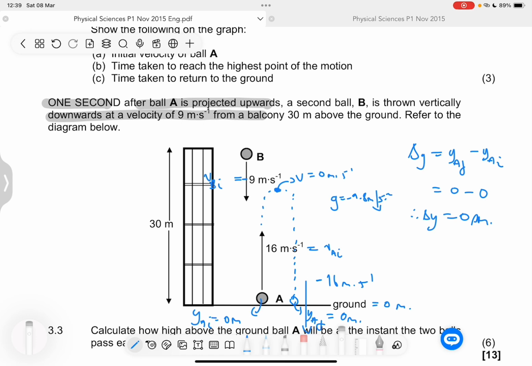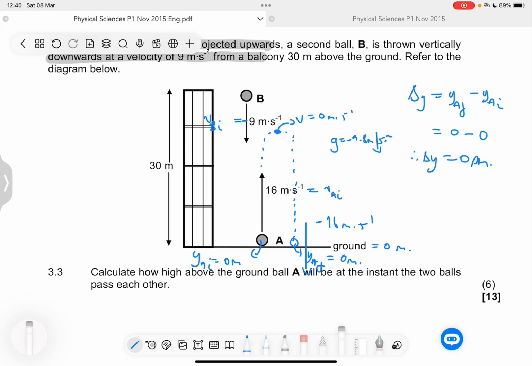So what I'm saying is that when ball A is somewhere here, just about to reach the maximum height, we throw this one vertically downwards with a velocity of 9 meters per second, from a height of 30 meters above the ground. And then they say refer to the diagram. So this is the diagram that we've been using already. Now question 3.3 says calculate how high above the ground ball A will be at the instant the two balls pass each other.